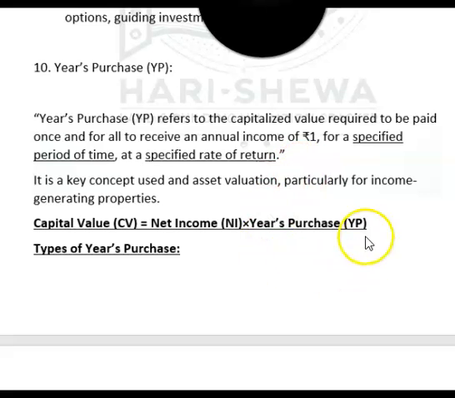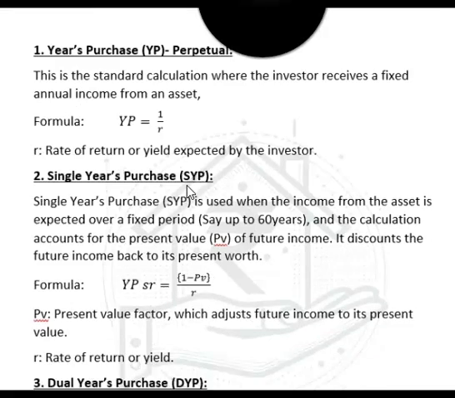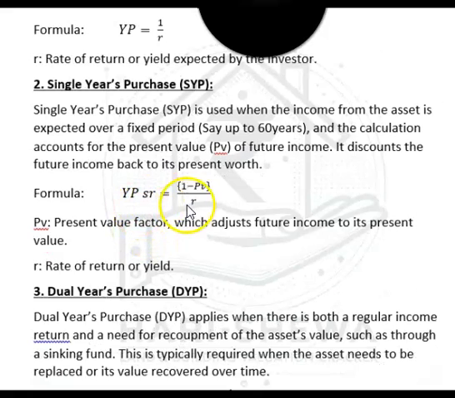So how many types of year purchase? There are three types of year purchase. One is perpetual year purchase, second is single rate year purchase, third is dual rate. For perpetual year purchase, we have learned YP is equal to 1 divided by R. Single rate year purchase, YP is equal to 1 minus PV divided by R. PV is the present value.